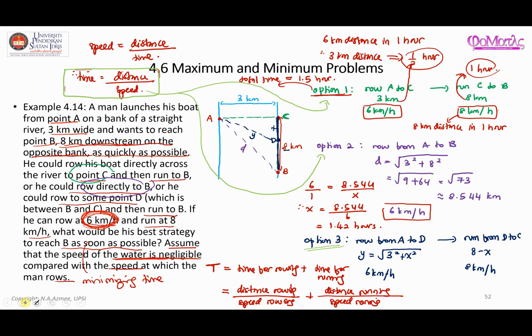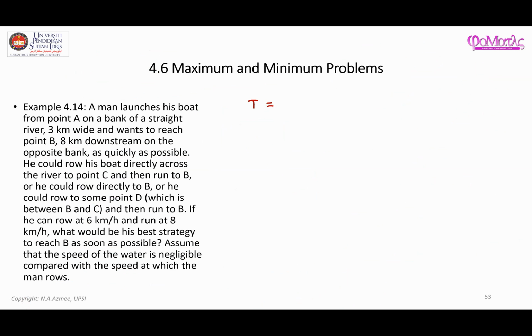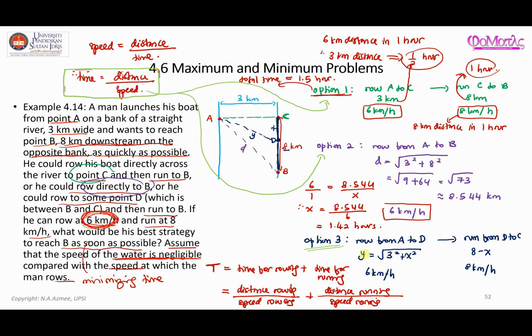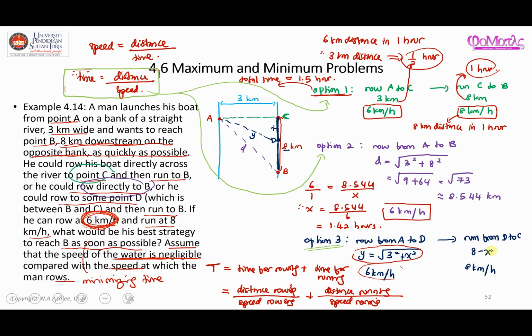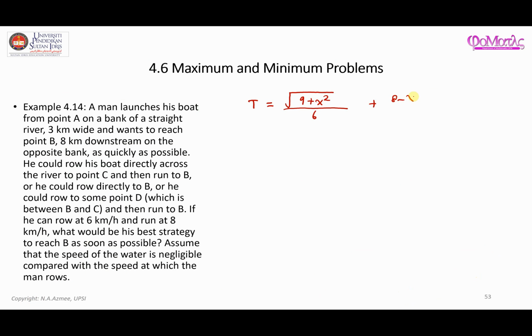So now I can write down that T is equal to, according to the distance of rowing, this is the distance of rowing, I'm just going to plug this into the formula here. The speed of rowing is 6 km per hour, so I'm going to write that on the bottom. So T is equal to the square root of 9 plus x squared, over 6. So that is related to rowing. And plus, the distance for running is 8 minus x, and the speed is 8 km per hour. So we substitute that: 8 minus x over 8 kilometers per hour.